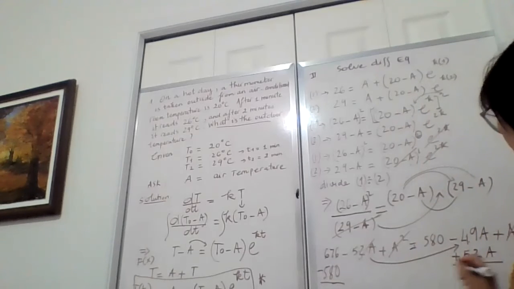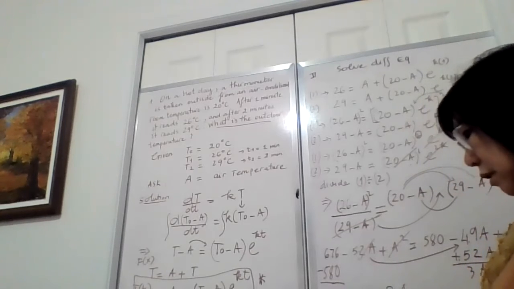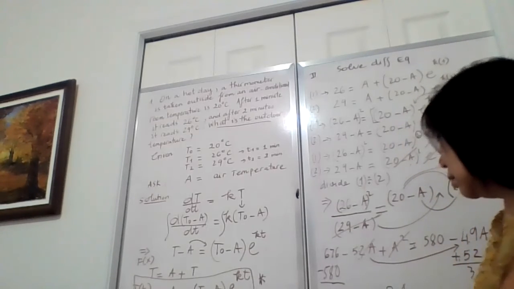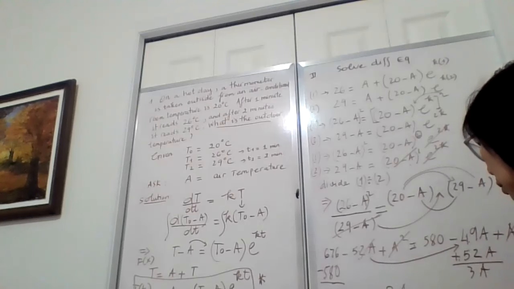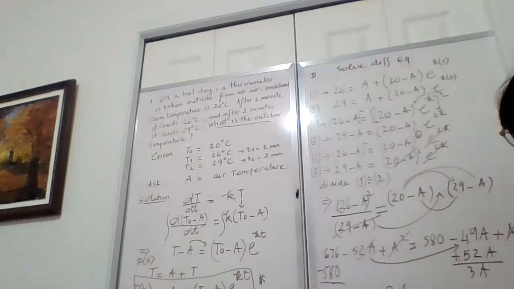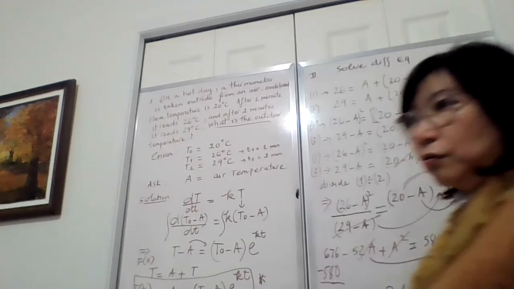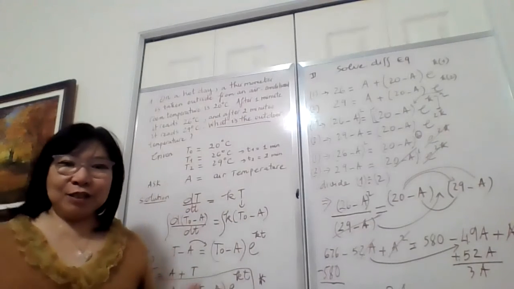Equal, see the equal sign, 3a. Now divide both sides by 3, right? We get 32 equal a. So that is our answer for this solution. So now we figure out the air temperature outdoor. So this is the air temperature outdoor. The air temperature outdoor is 32 degrees Celsius. So we figure out the answer by solving the equation. All right, so that's how we answer this question.